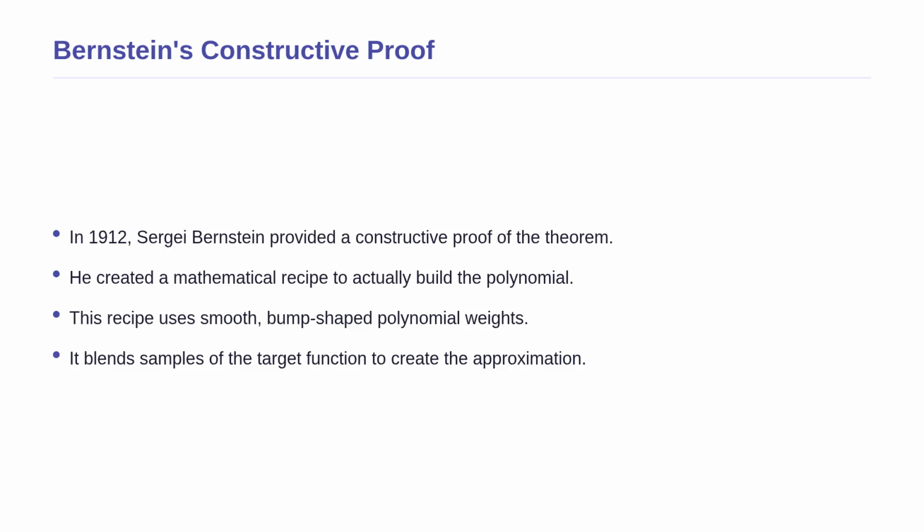The original theorem tells us that a polynomial exists, but it does not tell us how to find it. The most famous and constructive proof of this theorem was given by the mathematician Sergei Bernstein in 1912. He did not just say the polynomial exists, he provided a mathematical recipe to actually build it. He introduced what we now call Bernstein polynomials.